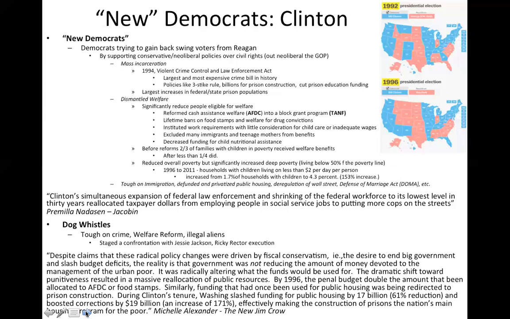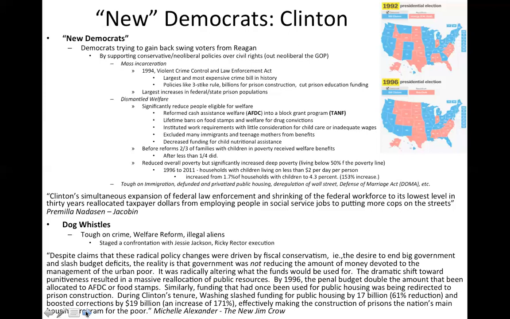So it's a mixed review for sure with Clinton. So I want to read Michelle Alexander from The New Jim Crow. She writes, despite claims that these radical policy changes were driven by fiscal conservatism, i.e. the desire to end big government and slash budget deficits, the reality is that government was not reducing the amount of money devoted to the management of the urban poor. It was radically altering what the funds would be used for.